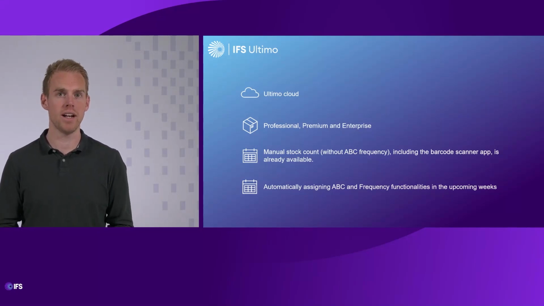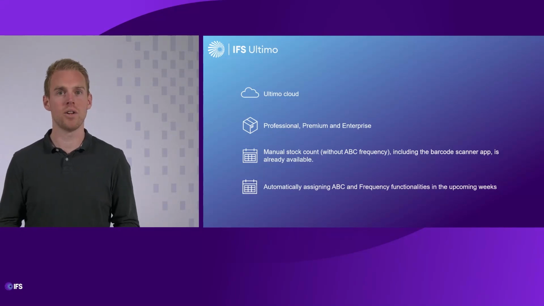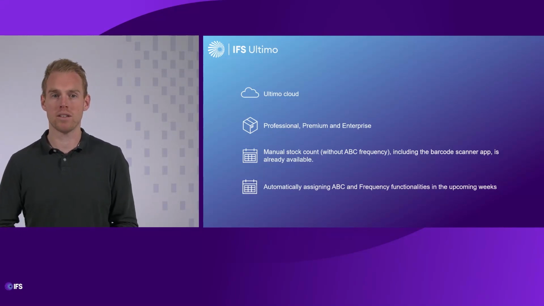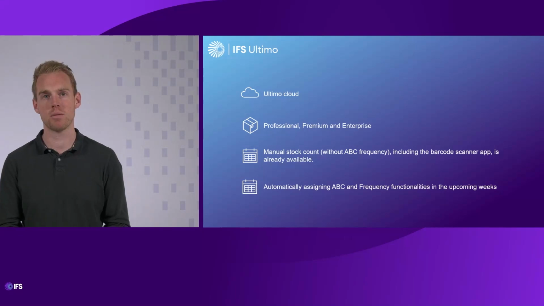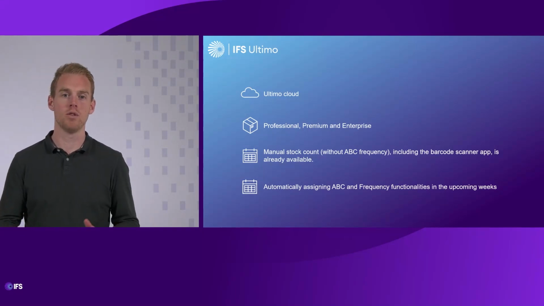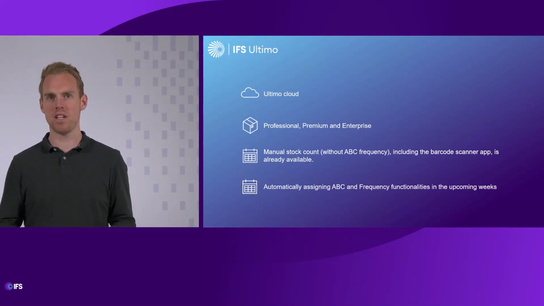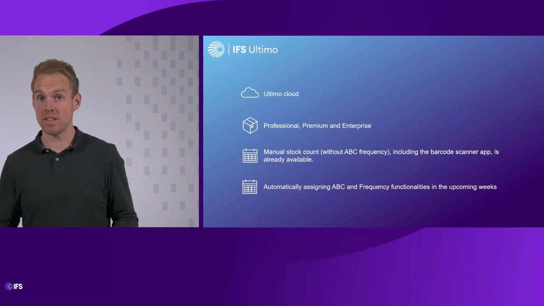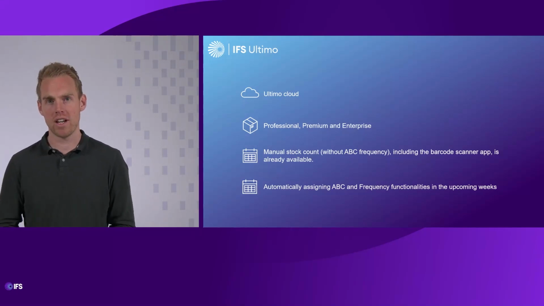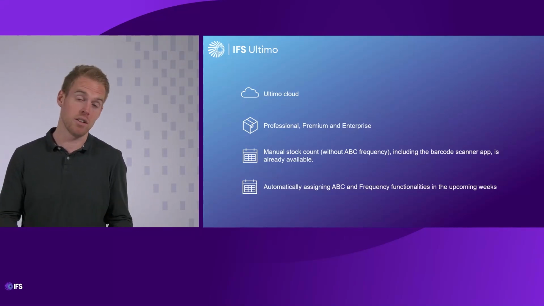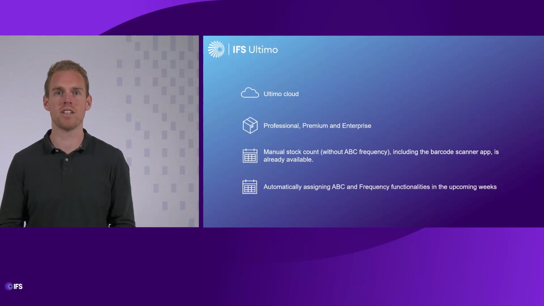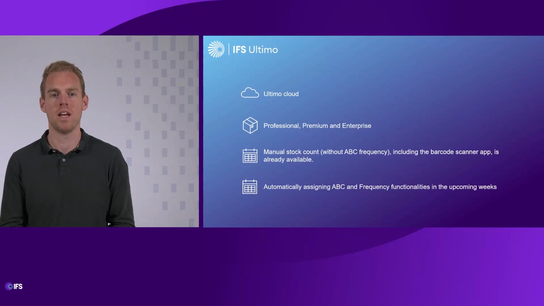It is a standard functionality and it is part of Professional, Premium and Enterprise. So if you have one of those packages, you don't have to buy additional licenses, but it is part of the Professional, Premium and Enterprise package. The manual stock count without ABC frequency, but including the barcode scanner app, is already available at your production and also test environments. So after this webinar, you can start directly with creating new stock counts.